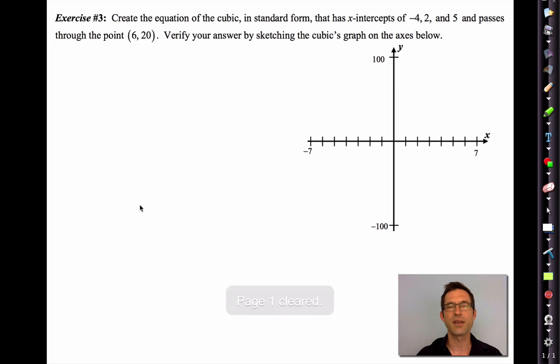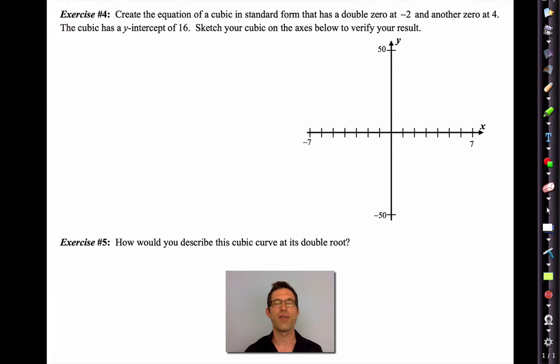Let's take a look at the last exercise. These are pretty long, so we don't have that many. Well, exercise 4 and 5. Let's take a look at exercise 4. It says, create the equation of a cubic in standard form that has a double zero at -2. We'll talk about that in a little bit. You've seen that term before, a double zero at -2, and another 0 at 4. The cubic has a y-intercept of 16. Sketch your cubic on the axes below to verify your result.